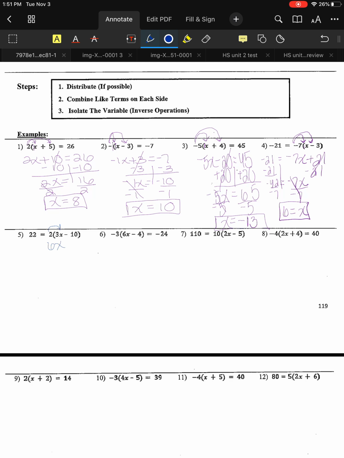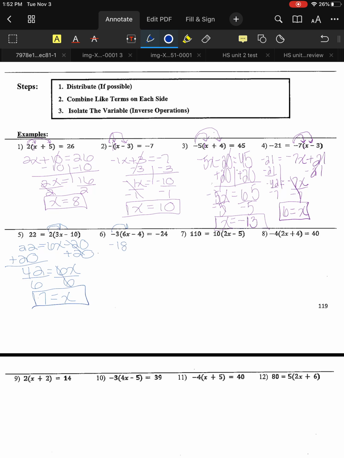Problem number 5, I'm going to distribute the 2. That gives me 6x. 2 times negative 10 is a negative 20, equals 22. Then going to add 20 to both sides. I have 42 equals 6x, divide by 6, and I get 7 equals x, or x equals 7 if you move the equals to the other side.